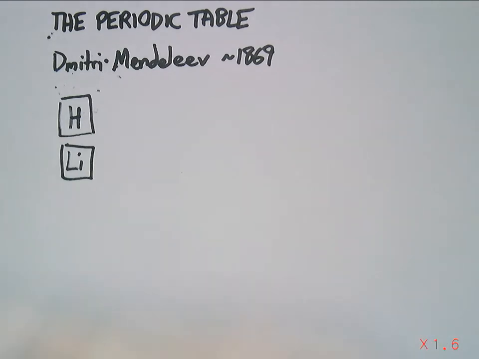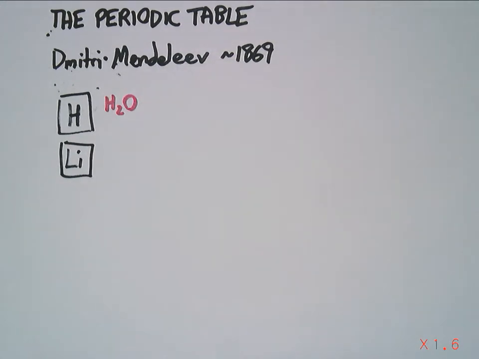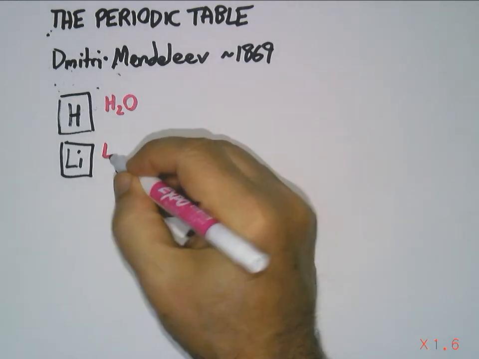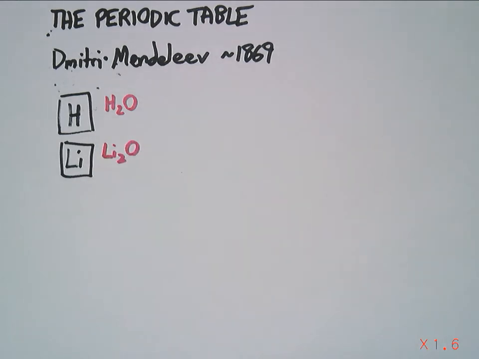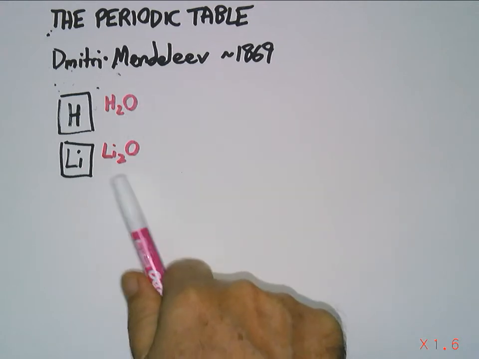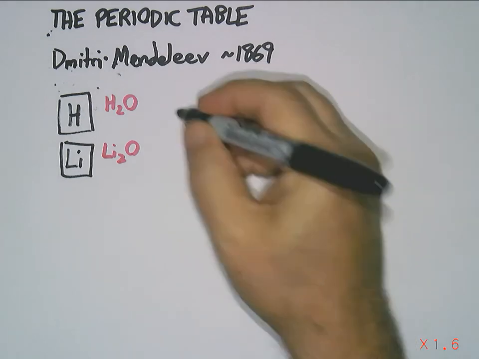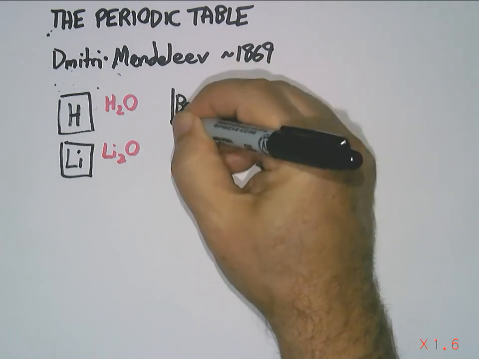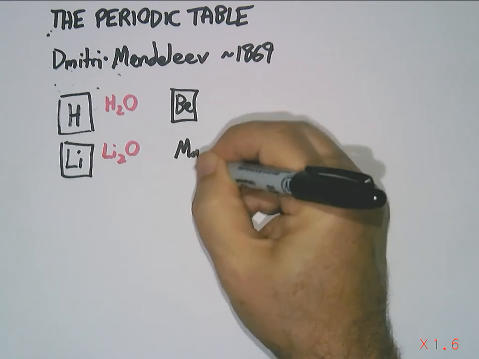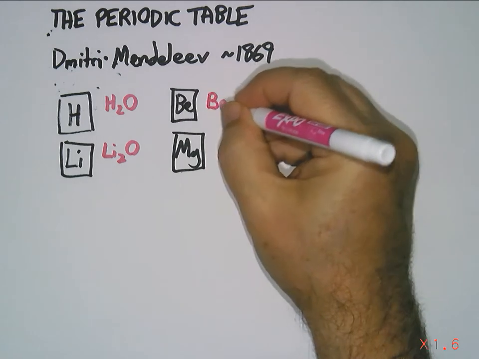If you look at their oxide formulas, hydrogen combines with oxygen and it forms water. Lithium combines with oxygen and it forms lithium oxide. Now notice that both of those formulas kind of look the same. You've got two of the element with an oxygen. Now, other elements don't do that. If you look at beryllium and magnesium, their oxides look like this.